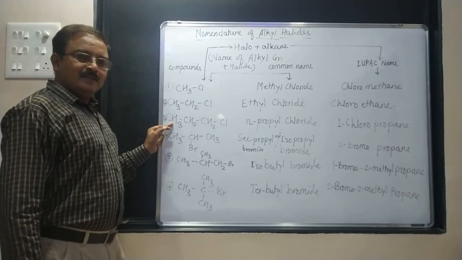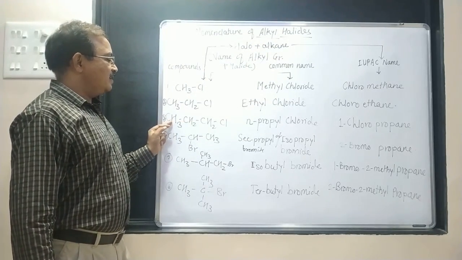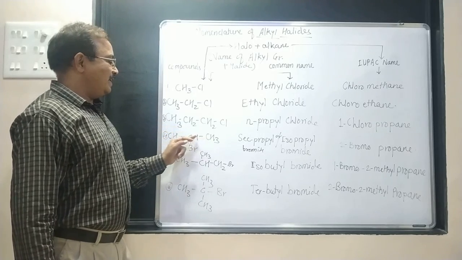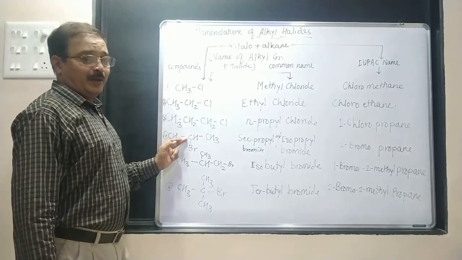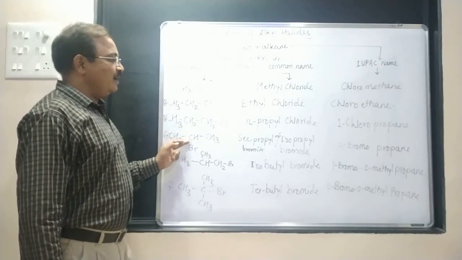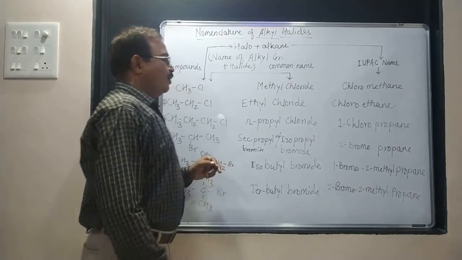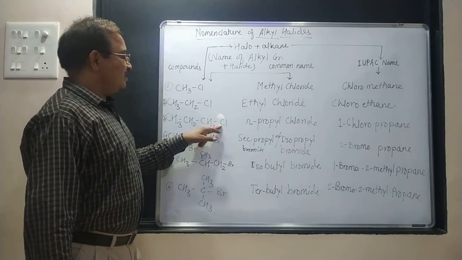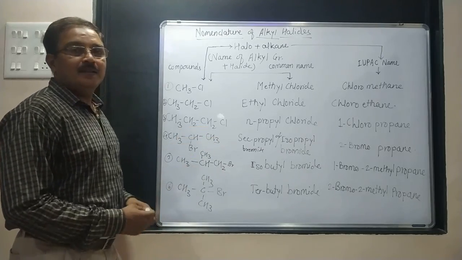Now the third one is containing 3 carbon atoms. This compound also contains 3 carbon atoms. So the corresponding alkane will be propane. In both compounds, the corresponding alkane is propane. But we cannot just write chloro here and bromo here. We have to take the help of a number.